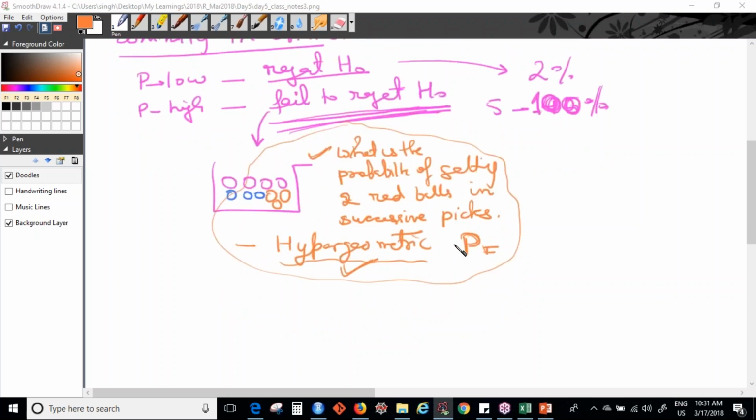Okay. So similarly, there are other ways also. There is something called chi-square test. Okay, chi-square test is also used to calculate your p-value. So chi-square we'll be looking at. So towards the end of the course, we will be covering chi-square test. Okay.